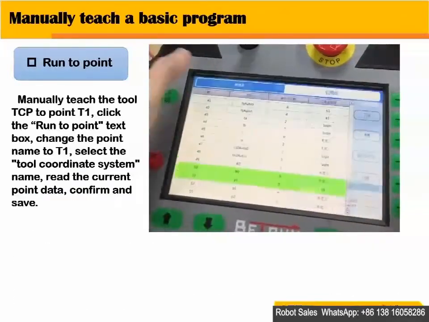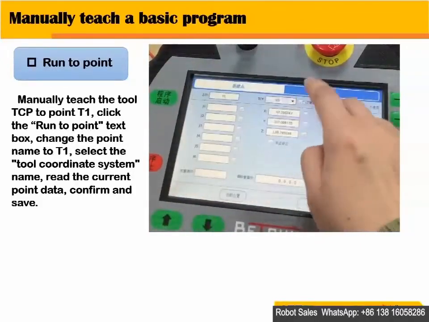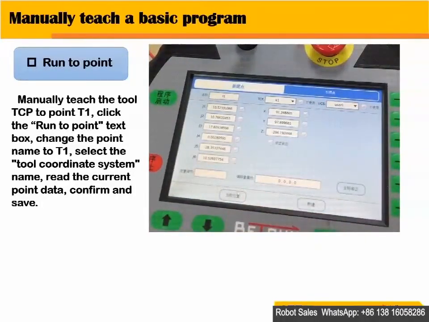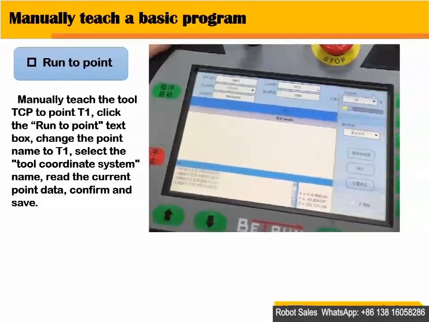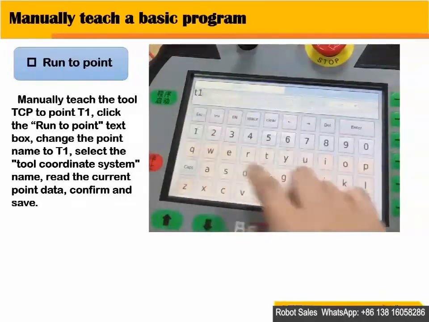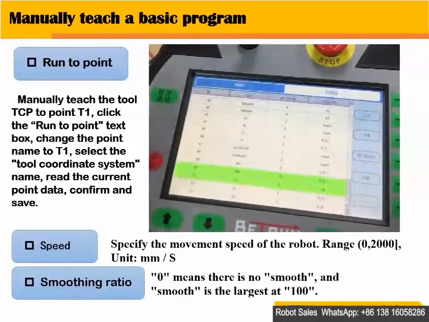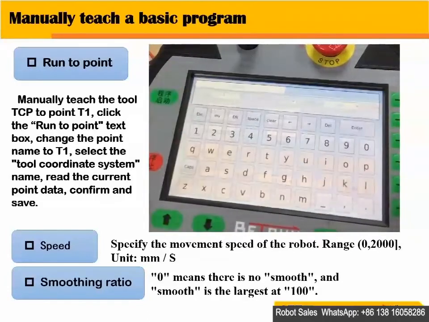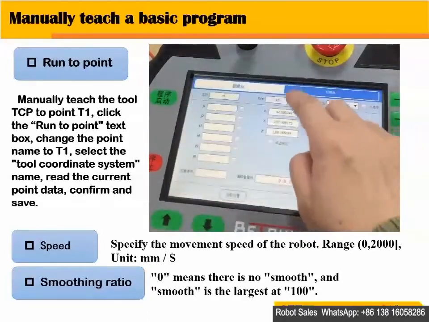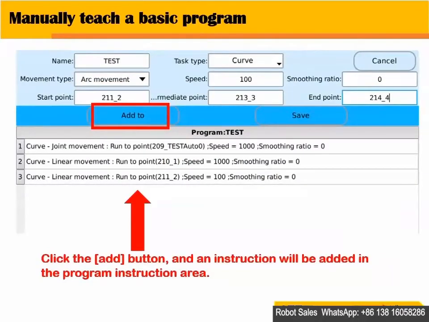You should manually teach the tool TCP to point T1, connect the run-to point text box, change the point name to T1, select the tool coordinate system name, read the current point data, confirm, and save. Then you should specify the movement speed of the robot and set the smoothing ratio of the track. Click the Add button and an instruction will be added in the program instruction area.